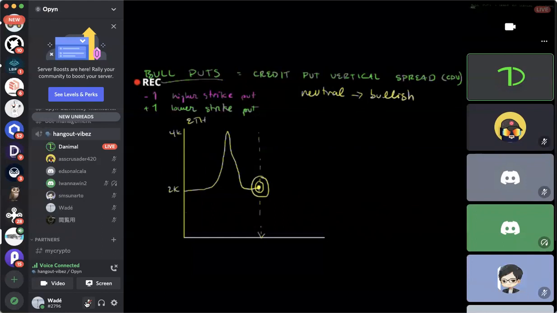Because, and then you can visualize this, you're selling a put at a higher strike and buying a put at a lower strike, right? So let's say we're not super bullish. You could actually sell this in the money, but I personally don't do that. I say, let's go 3 to 10% below present value and then write these bull puts.